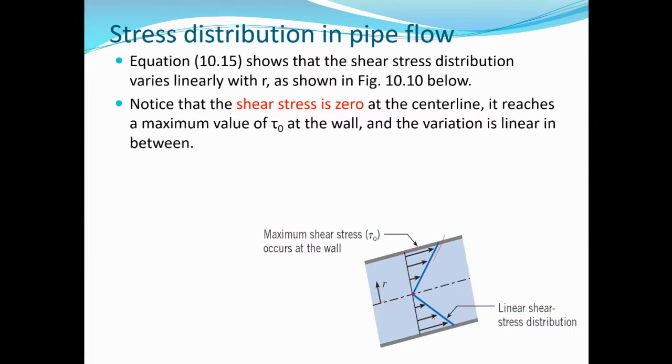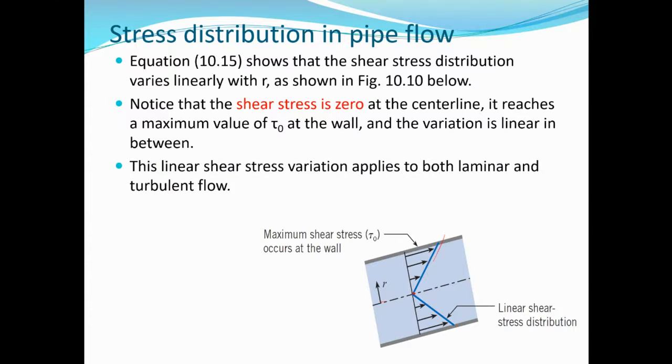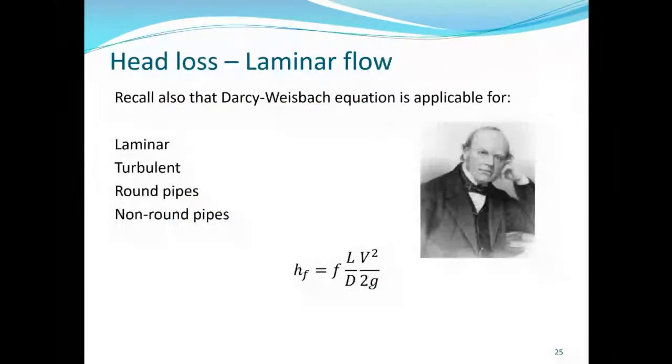So you have linear shear stress distribution here, and you should notice that shear stress is 0 at the center line. It reaches a maximum value, tau naught, at the wall, and the variation is linear in between. And this linear shear stress variation applies to both laminar and turbulent flows.